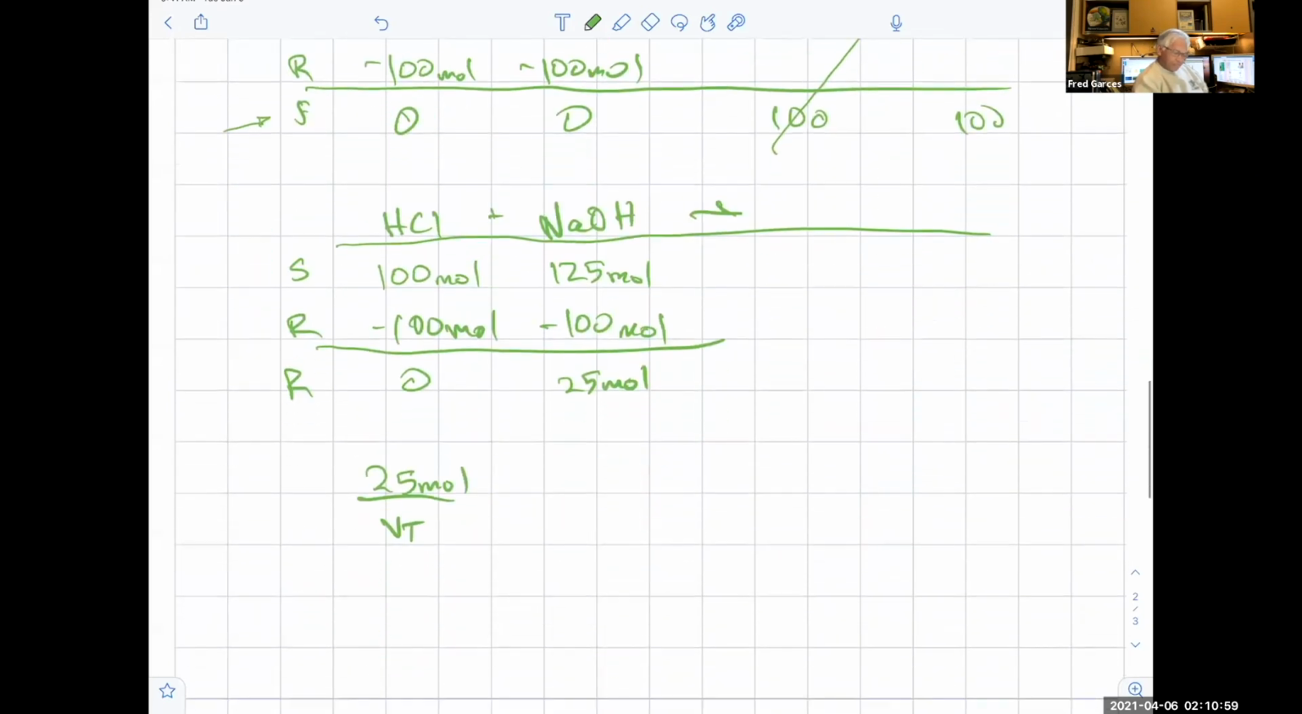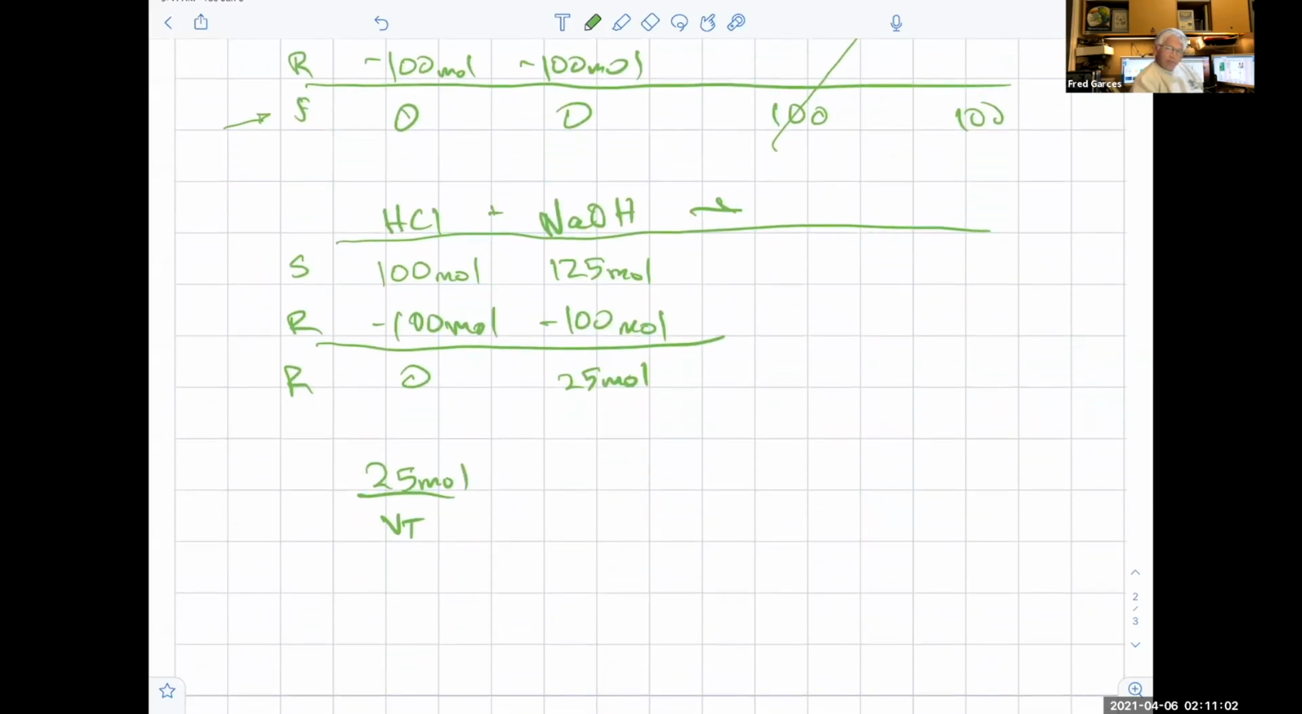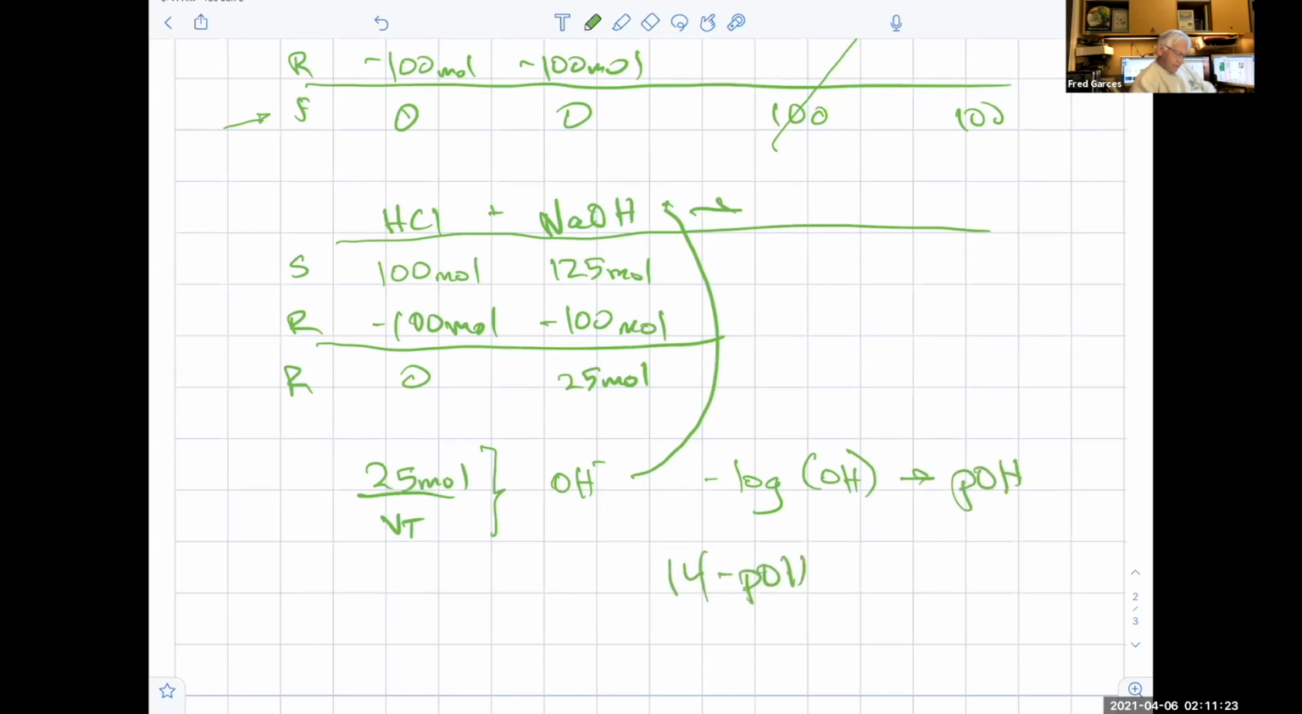So just take your total volume. And what you want to do, of course, is calculate the hydroxide ion concentration, because that's coming from your sodium hydroxide. From your hydroxide ion concentration, you can get the negative log, and that'll get you your pOH. And just subtract 14 from that to get the pH.